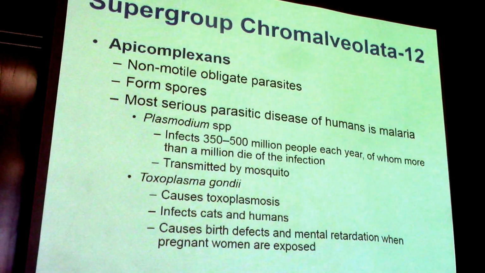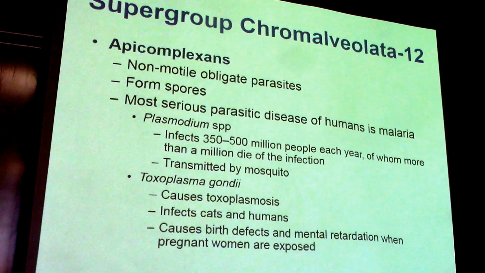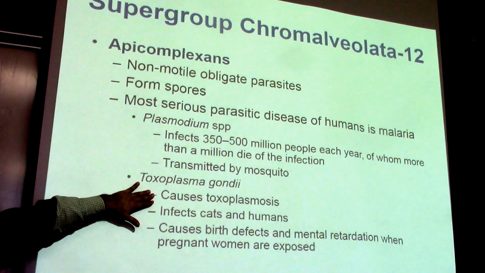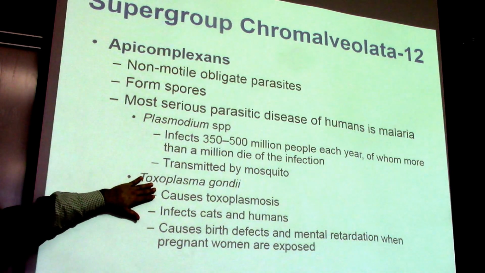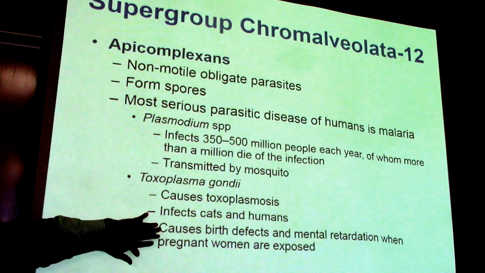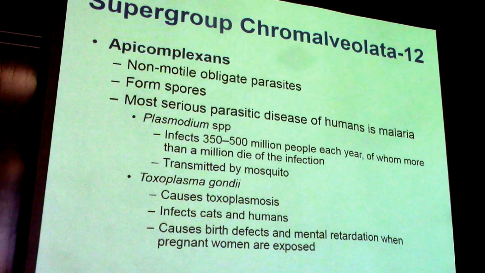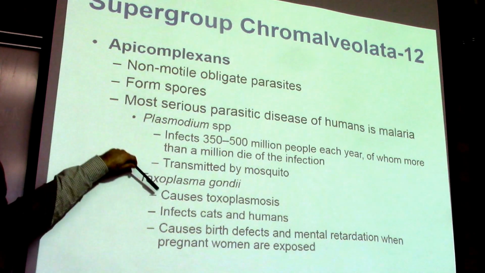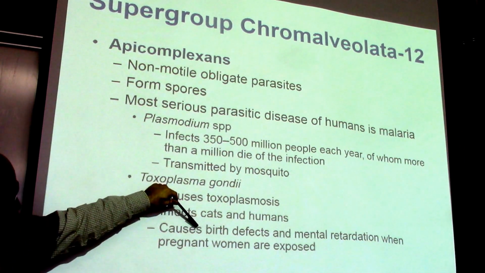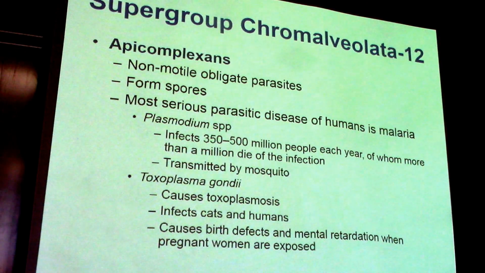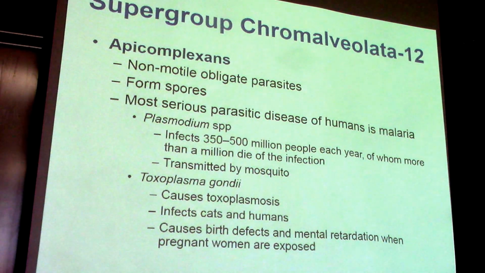Another example is Toxoplasma gondii. Those are the ones that cause sickness, especially when pregnant women catch this organism. It can result in birth defects like mental retardation in the babies.